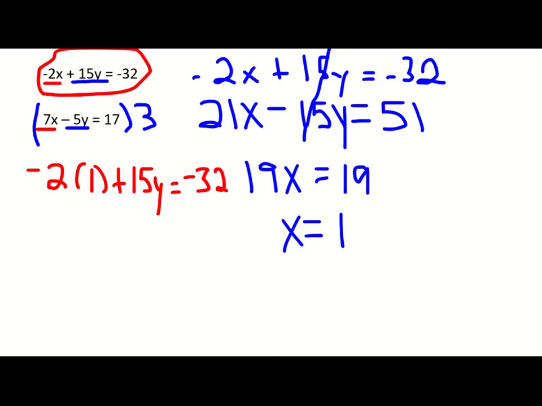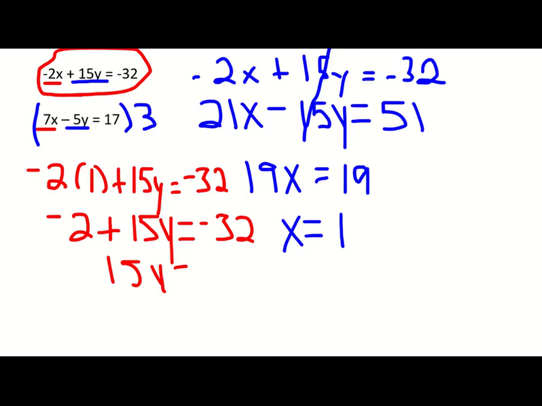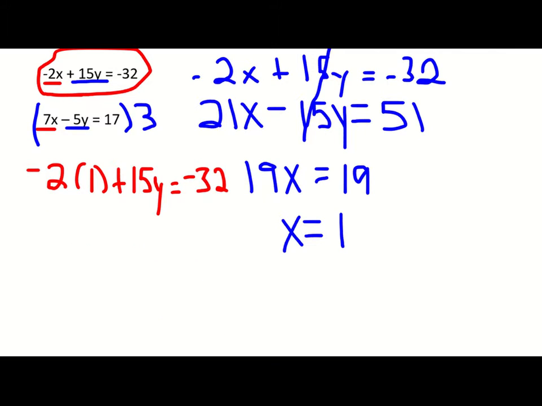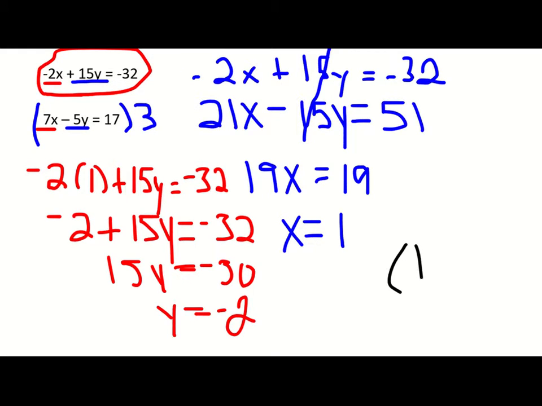And now I'm going to simplify. So negative 2 plus 15y equals negative 32. Add 2 to both sides, so 15y would equal negative 30. And divide by 15. So y is negative 2. So once you have both x and y, just write your final point. X was 1 when y was negative 2.